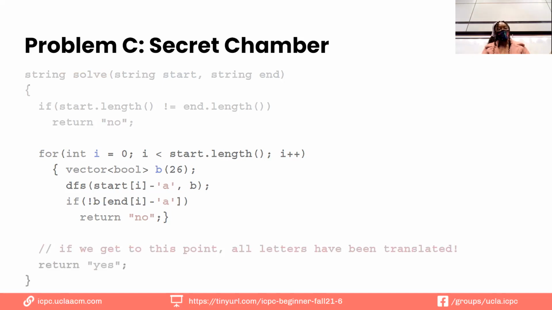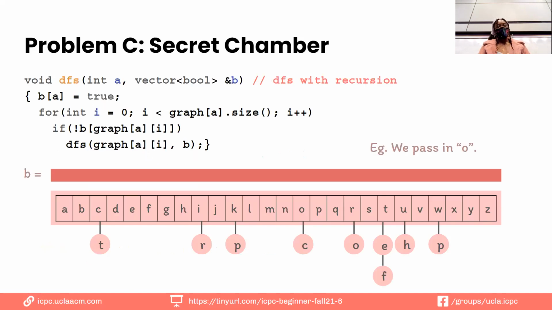And then at the end, if we get to the point where we went through all of them and none of them have failed, then they've all succeeded, and the words can be read as one another. And lastly, we just have this DFS function, which is basically exactly what you learned earlier. We have our visited vector. We say we visited it, so it's now true that we visited it. And then we go through all the neighbors, and if we haven't visited them, then we will visit them.